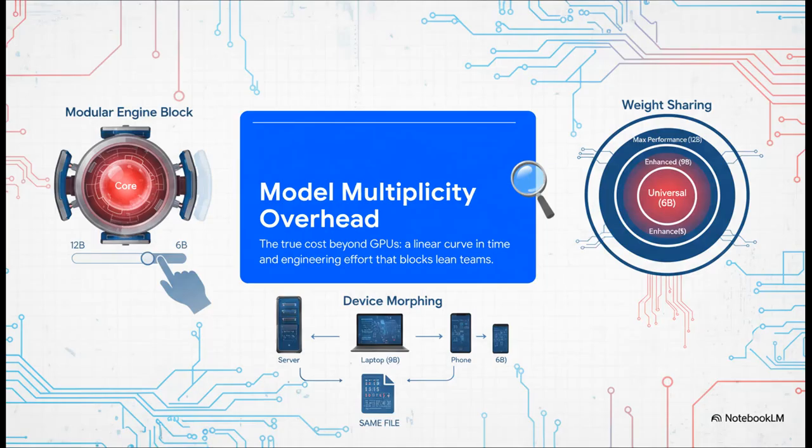But here's the thing, and this is so important, it's not just about the cost to the GPUs. The real killer, the hidden cost, is the organizational overhead. Every new model size you add linearly increases your team's complexity, your QA time, your engineering effort. It's this cost that can absolutely crush a small, lean team and stop them from building AI that can actually adapt to different places it needs to run.